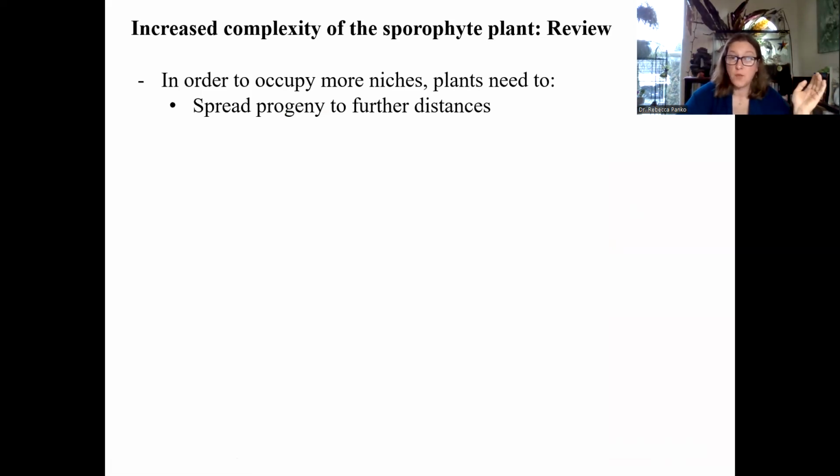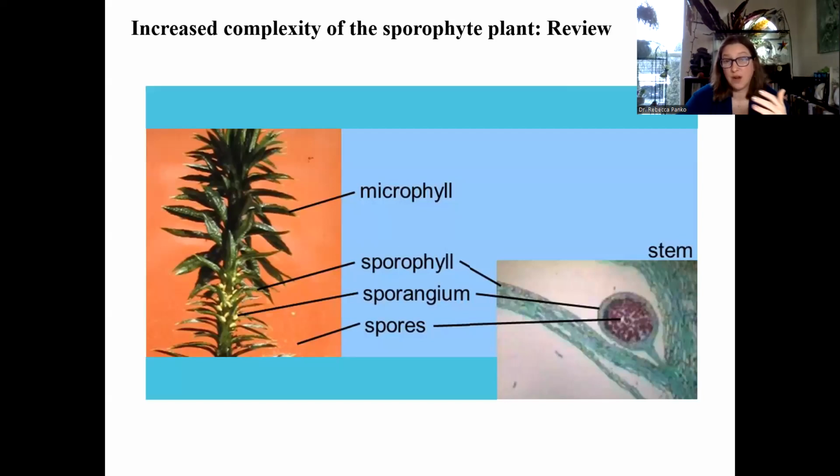So we needed the plant body to get more complex, meaning the sporophyte plant body. And we need it to be able to spread progeny to further distances. And this is what I was talking about before: in order to spread progeny to further distances, the first step is to make more progeny. If you only make 1 progeny, it can only spread however far that one spreads. If you can make 1,000 progeny, the chance of some of them getting further away is increased, just by statistics.